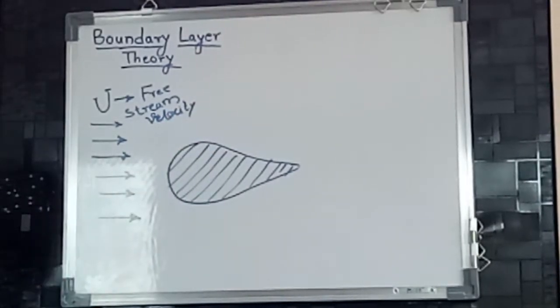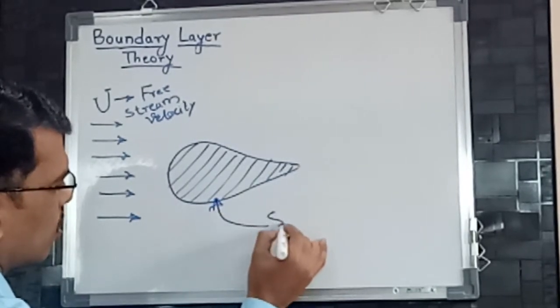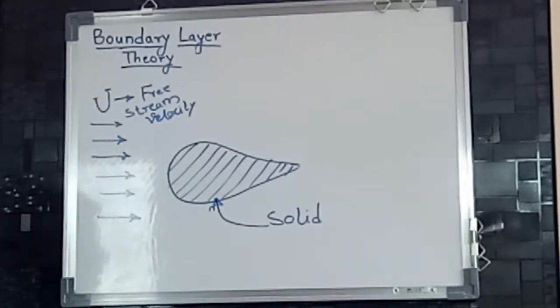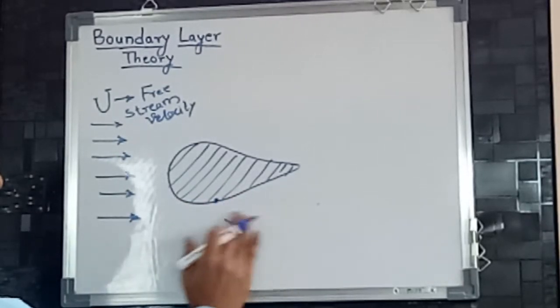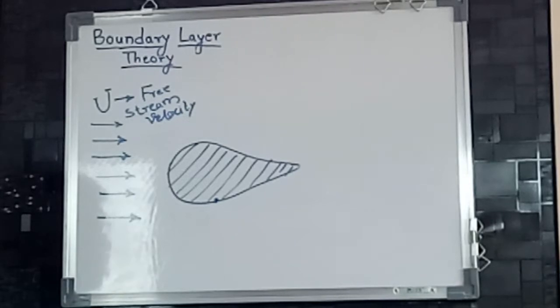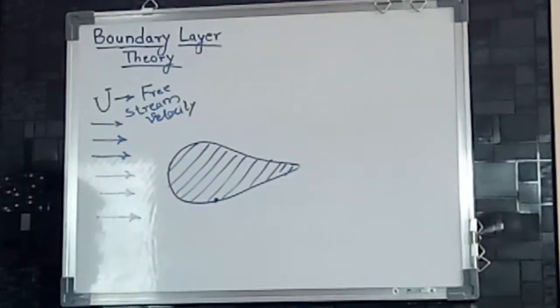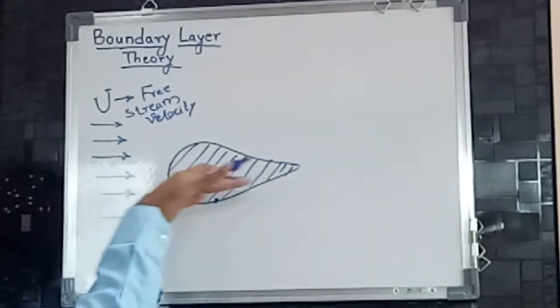Now see, this is one solid boundary. One solid object we are considering, and it is immersed in water at a certain level. So what will happen, we'll see one by one. Imagine this solid object is immersed in water at a particular depth. This is the free stream velocity, and the direction of the flow is like this.